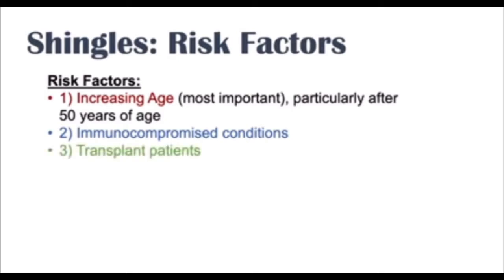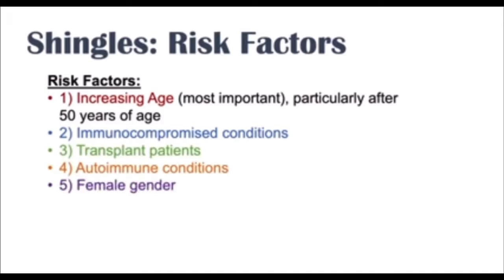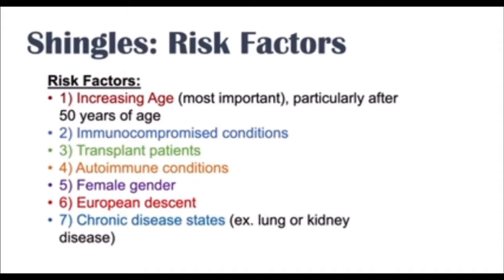The third risk factor is transplant patients. Transplant patients are on immunocompromising medications to help suppress their immune system from attacking the transplanted organ. So these individuals will be immunocompromised, leading to reactivation of the shingles virus. Autoimmune conditions, so any issues with the immune system in general can cause issues in suppressing the virus. Female gender because they have more issues with autoimmune conditions. Individuals of European descent are more likely to have issues with shingles. Chronic disease states like lung or kidney disease. Again, this is all due to large systemic conditions that lead to an immunocompromised state, and even physical trauma.